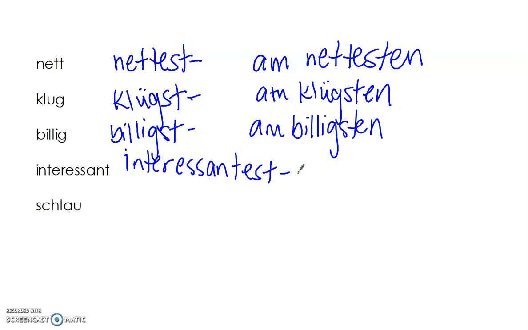And then with schlau, that is one syllable, but it has both an A and a U, not a single vowel. So we don't add umlauts, and we get schlau. Does it end in an S, T, D, or Z? No, so it's just schlaust, and then am schlausten. All right, let's get back to our examples.